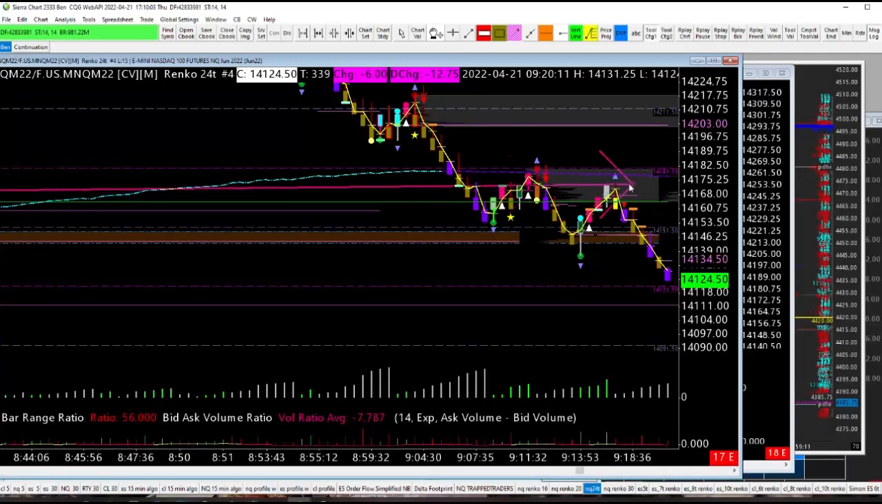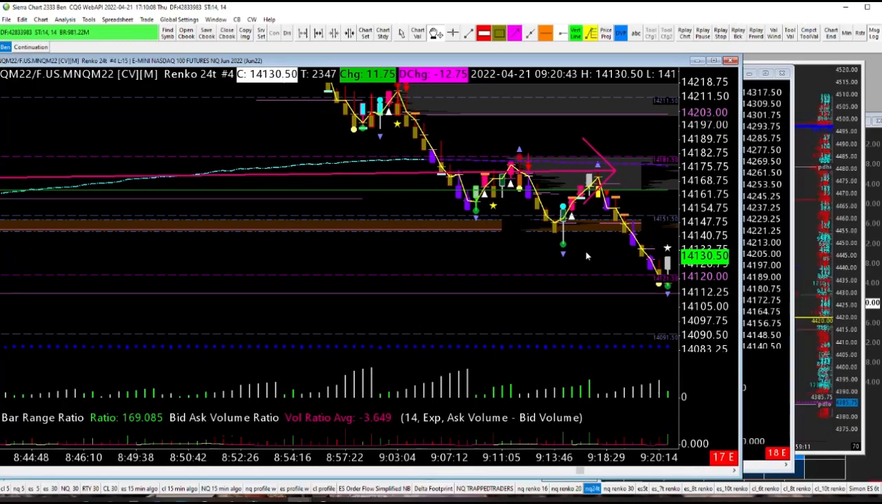I was just already short here. And like I said, I don't always catch those, obviously. You're not going to catch every single trade. There were plenty of trades this afternoon that I completely missed.